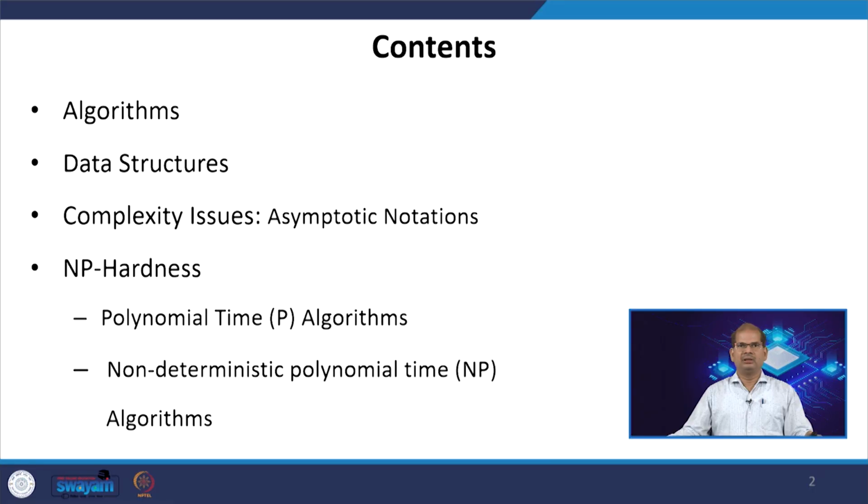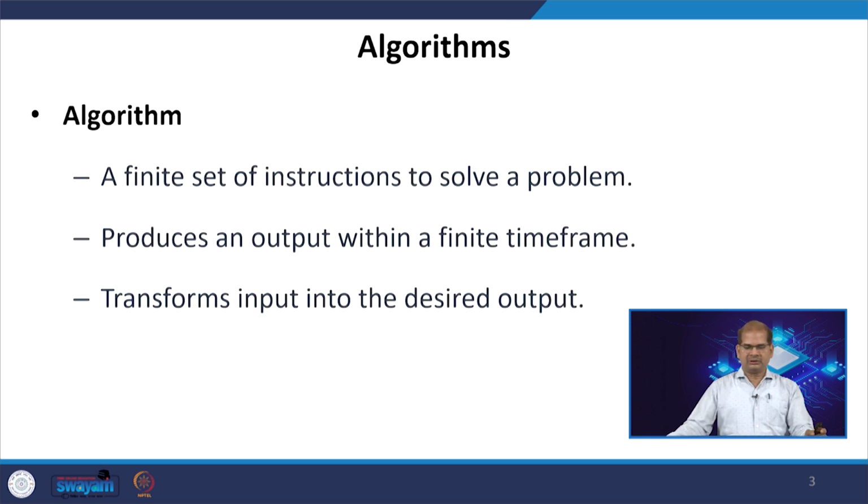The content of this lecture is that first of all we will discuss algorithms, and then we will discuss the data structures needed to implement the algorithms. Then complexity analysis through asymptotic notations will also be explained. Finally, we will discuss NP hardness, with two different categories: polynomial time algorithms and NP algorithms. So, first we discuss algorithms.